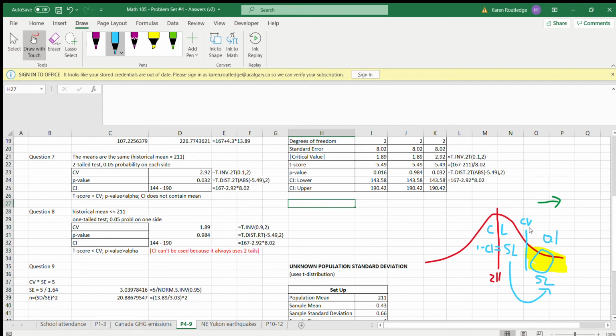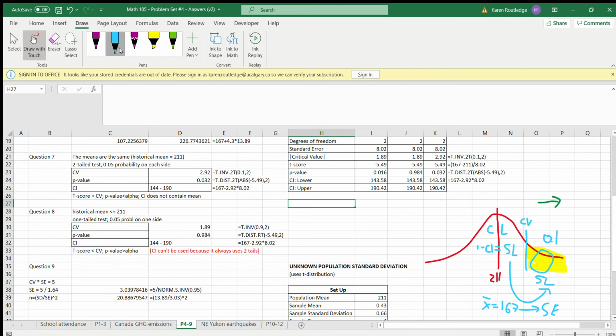Like before, just having the critical value itself doesn't do us a whole lot of good. We have to compare that to our actual data. Our data in this case is X bar, a sample mean of 167. Now that 167 is in original data units. Our critical value is in standard error units, so that doesn't do us a whole lot of good. We need to convert that 167 into standard error units so we can compare it to the critical value.